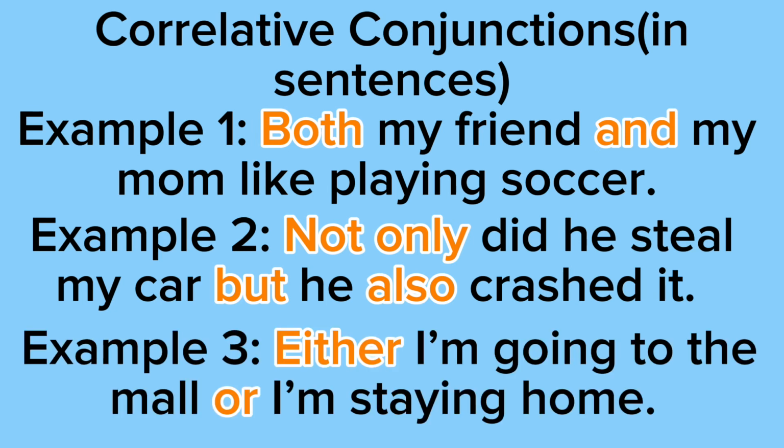Example 3 says, either I'm going to the mall or I'm staying home. As you can see, either and or are a pair, and we use both of them. And in all three of these examples, the correlative conjunctions are being used to separate the clauses.